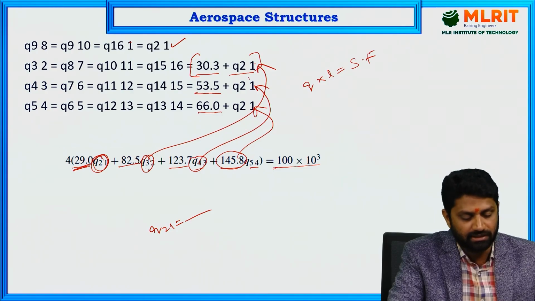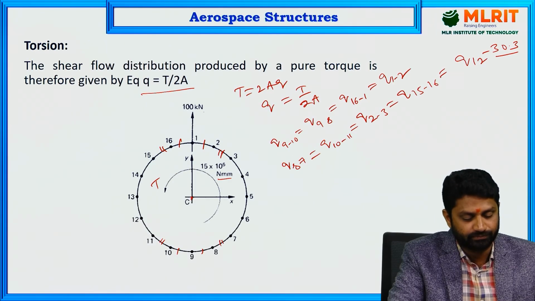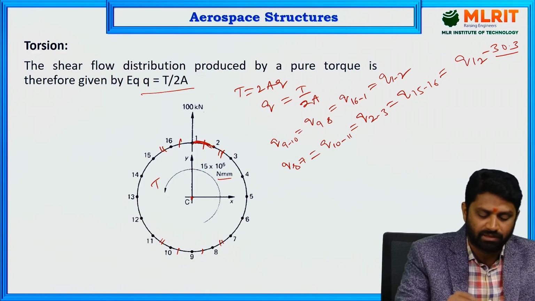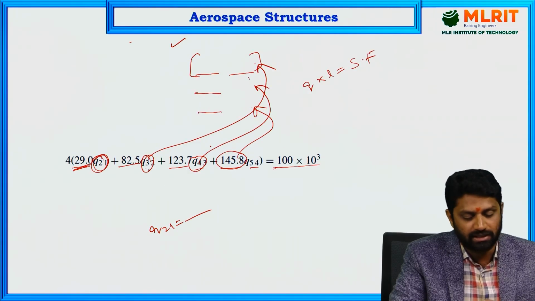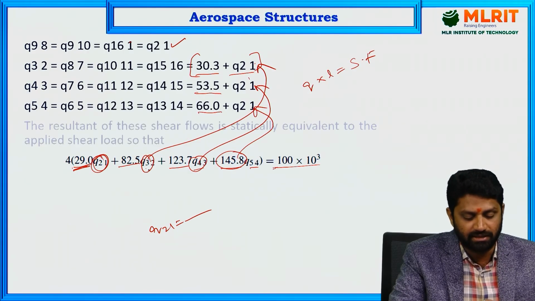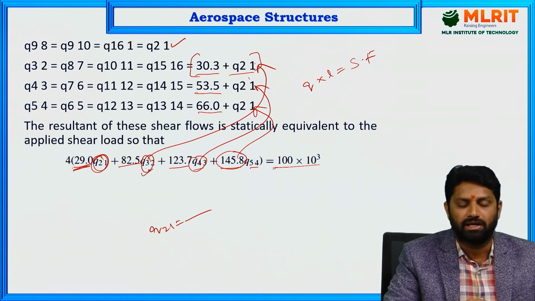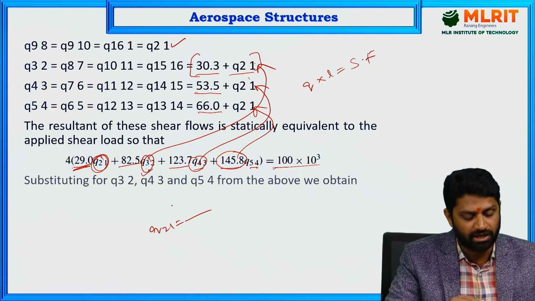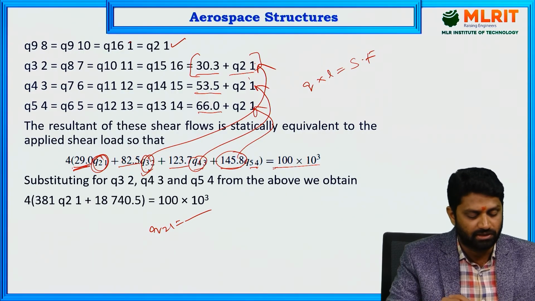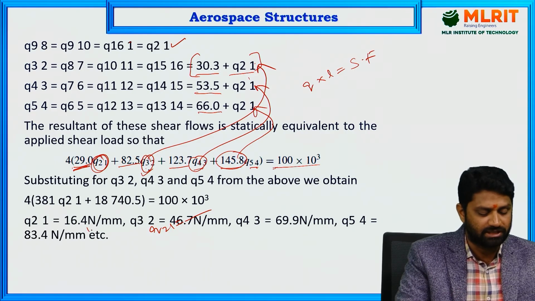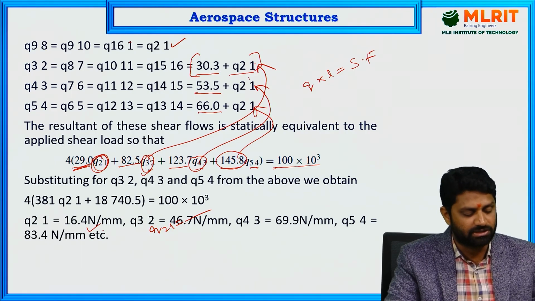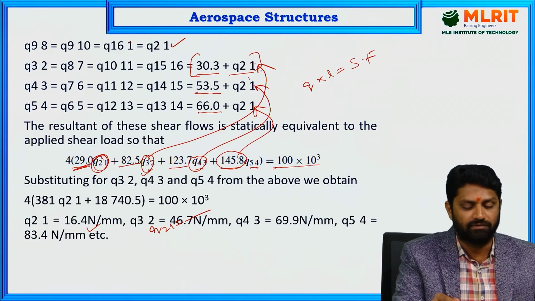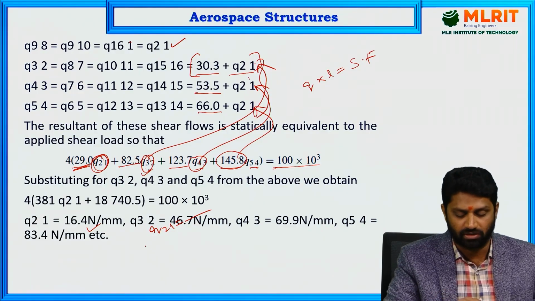If you look at the diagram here, 21 is the length that you have to consider. Like that, calculate all the lengths, put them in the equilibrium equation, and consider all the forces for 3, 2, 4, 3, 5, 4 along with the lengths. Substituting all these lengths, you get Q21 equal to 16.4 Newton per mm. Once you get this Q21, you can substitute it into the rest of the equations and get all the rest of the shear flows.